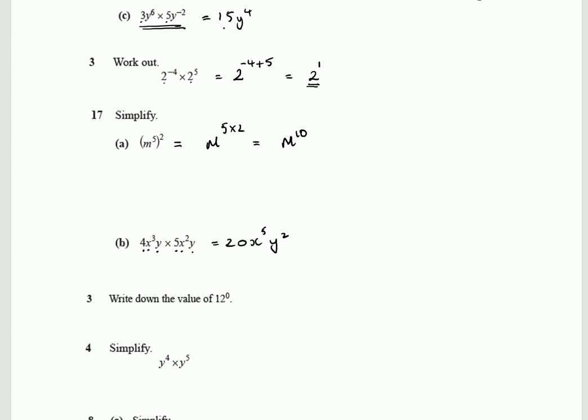For the next question, we remember what we did for the first question. Anything to the power of 0 equals 1. Here's a very easy multiplication. If I multiply the y's, I add their powers. 4 plus 5 is 9. This is y to the power of 9.